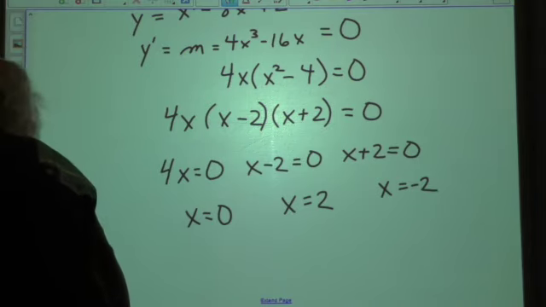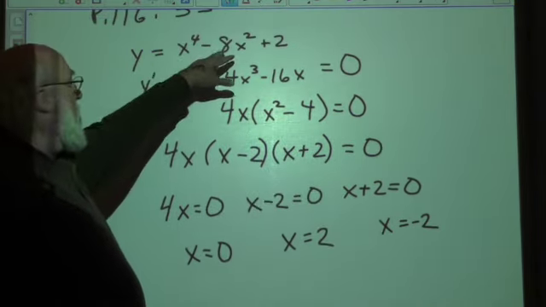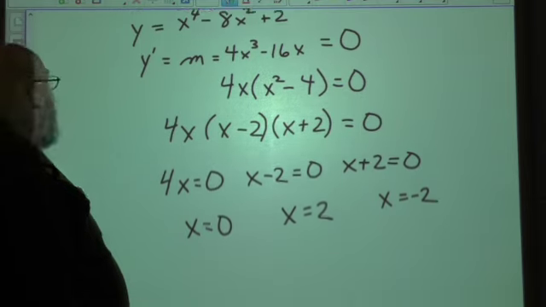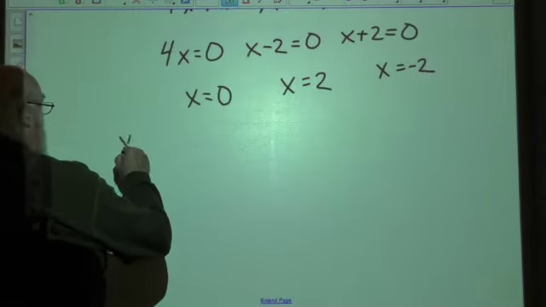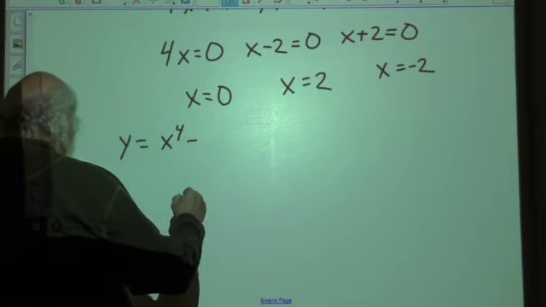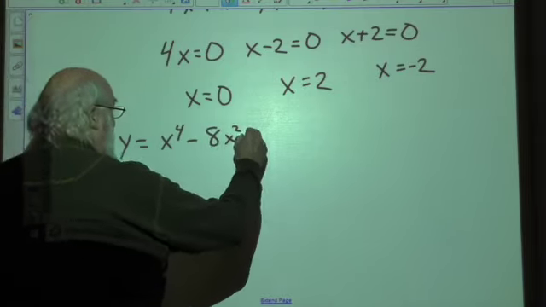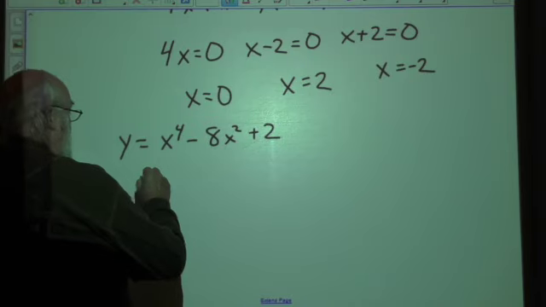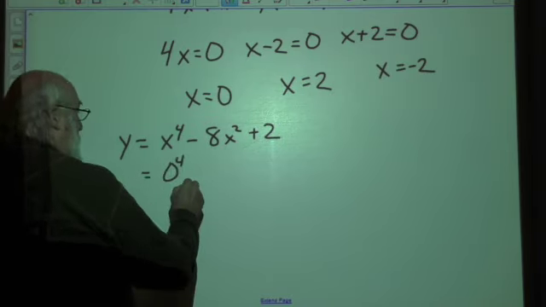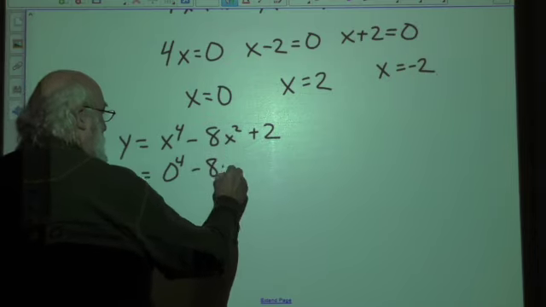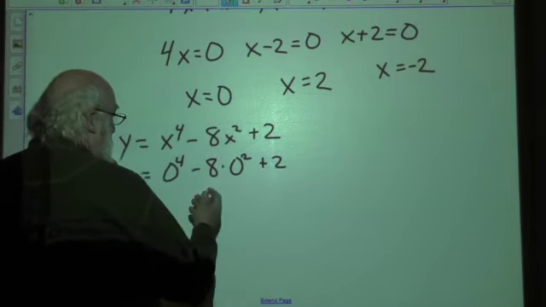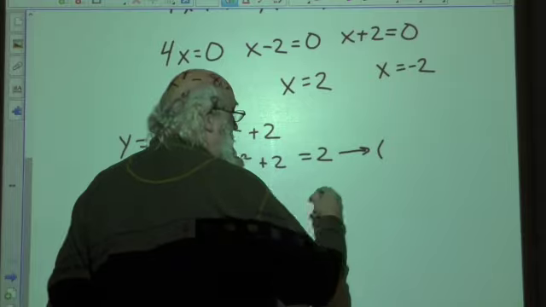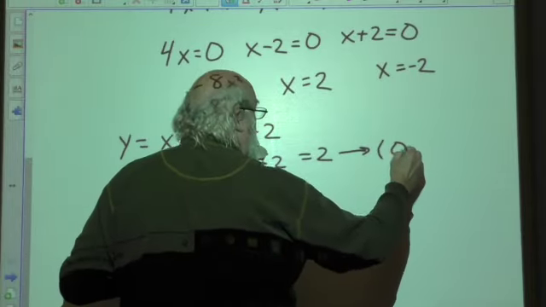Now we're going to go to the original equation, y equals x to the 4th minus 8x squared plus 2, for each of these 3 values of x. And so we plug in 0 for this. So we get 0 to the 4th power minus 8 times 0 to the 2nd power plus 2. So this equals 0, this equals 0, so that just leaves us 2. So that means one of the inflection points is the point (0, 2).